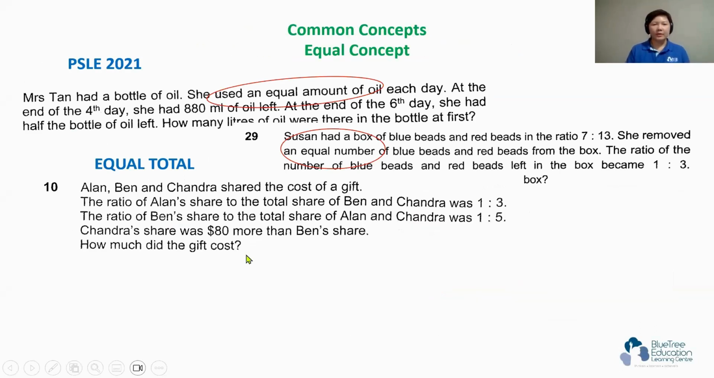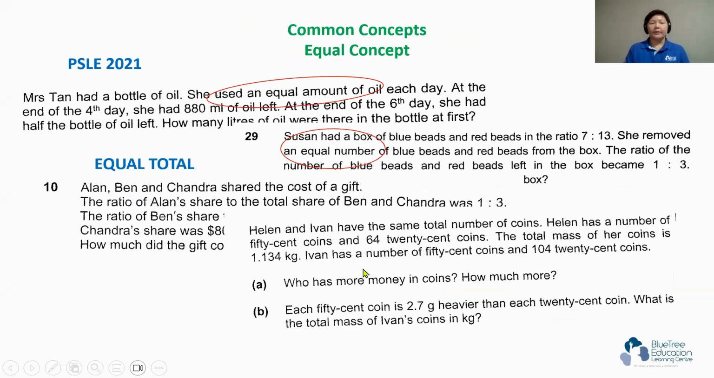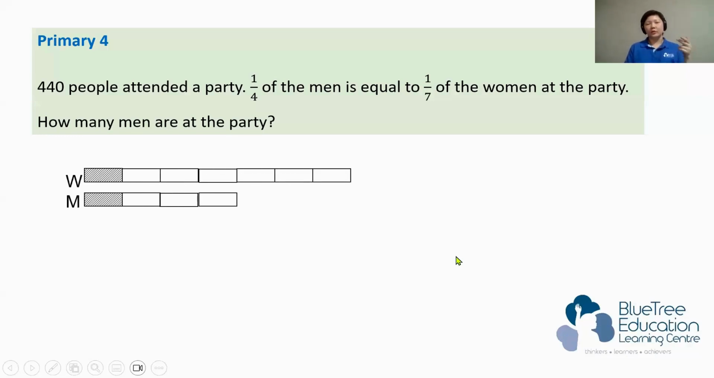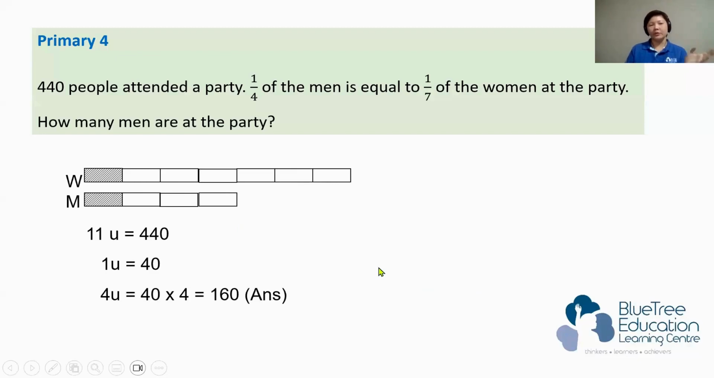So let me just backtrack this one. Alan, Ben, and Chandra question. This is an equal total concept. Later I'll show you how to do it, okay? And then they don't have the word equal inside, but it's an equal concept, okay? So this is also an equal fraction concept that your child should have learned in primary 4. And usually the child was actually taught to draw the model. Model drawing is very important in laying the foundation. So when this comes about, right? Okay, then the children will be able to draw the rest of the units and say, oh, 11 units is 440, 1 unit is 40, and how many men are at the party.